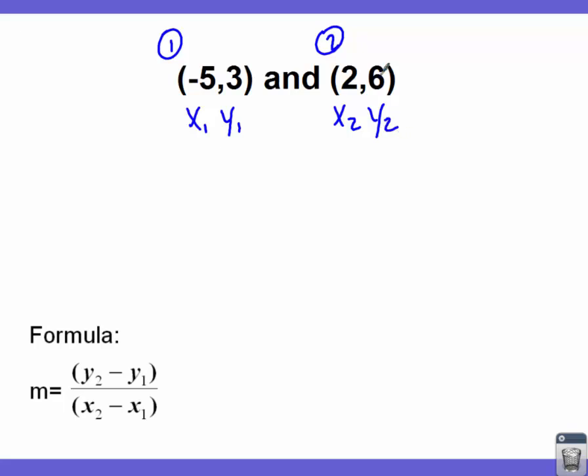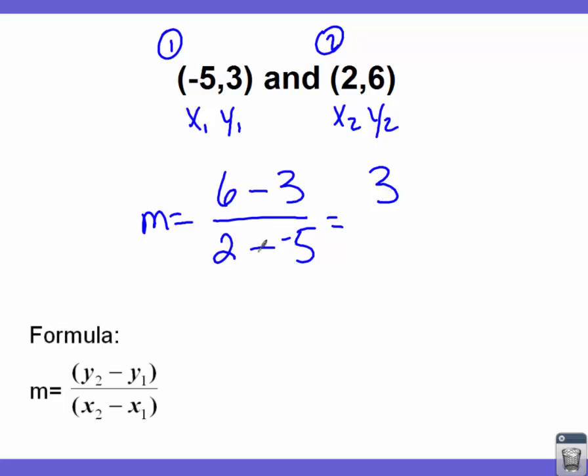So we start with y2. So m equals 6 minus y1, which is 3, divided by x2 minus x1. Okay, now we do our math. Well, 6 minus 3 is an easy one. We know that that's 3. But 2 minus negative 5, that one's a little bit tougher, so we use our integer rules. If I'm subtracting and I can't do that, I change subtraction to addition and the next number to its opposite, and now we have 2 plus 5, which is 7.